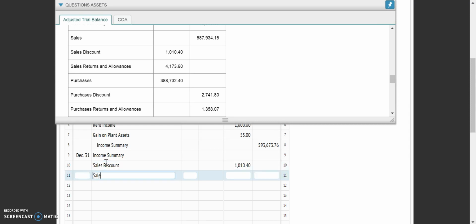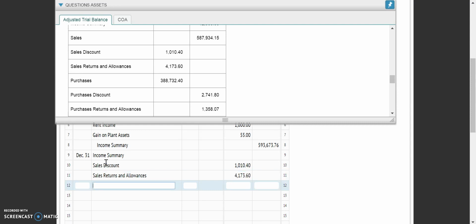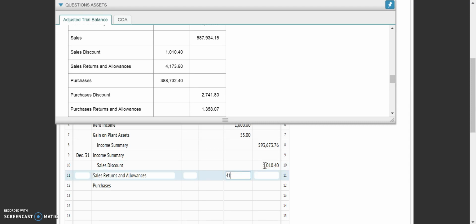$1,010.40. Then we have sales returns and allowances, $4,173.60. Our big one is purchases, which has, oops, and look at me. Sorry guys, these all need to be credited. Silly me. I hope someone caught that as we're going through all of this. Silly me. Because they have debit balances, we need to credit them. So we'll fix this here. Luckily, it wasn't too far into all of our list of ones.